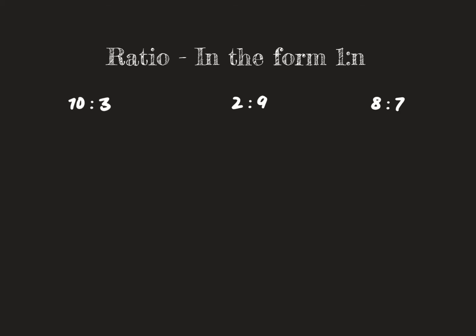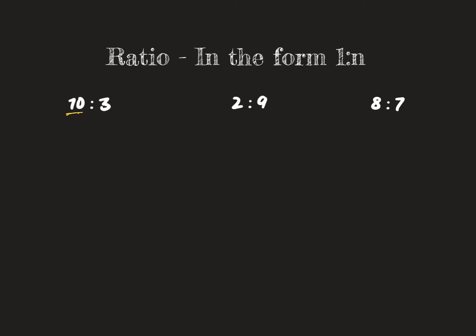We're going to take a look at writing ratios in the form 1 to n. Basically what that means is we want our ratio to start with the number 1. So in this first example here, our ratio currently starts with 10. We want it to start with the number 1 instead of 10.